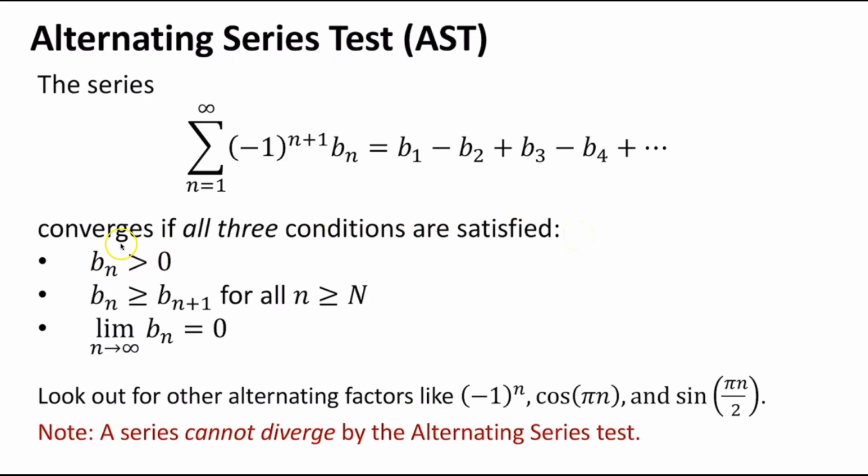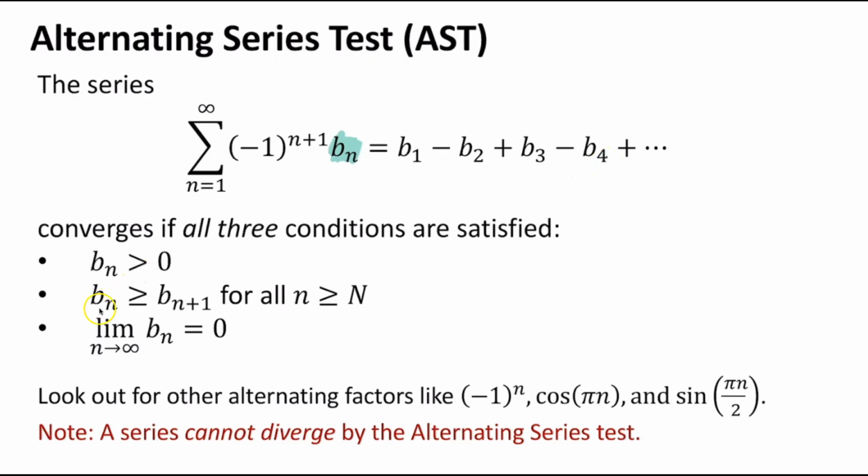First, b sub n is greater than 0. So let's come back up here. B sub n is being multiplied by this alternating factor. So this first condition really just guarantees that we have an alternating series. As long as b sub n is positive, then multiplied by the alternating factor will create an alternating series.